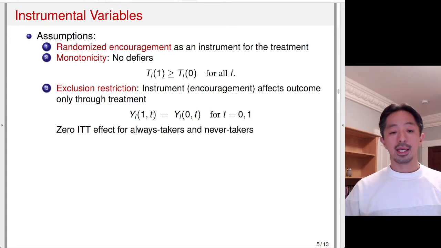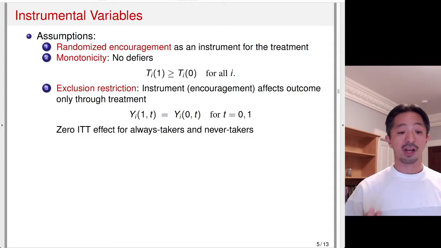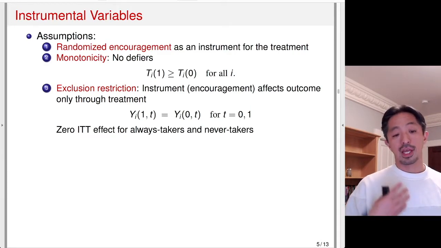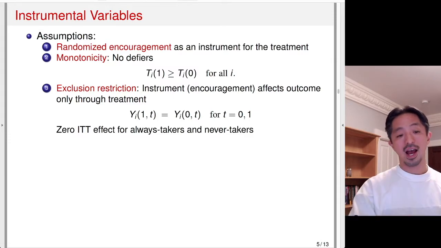So this would be problematic if encouragement doesn't change the treatment take-up, but influences the outcome in some other ways. For example, suppose the encouragement here is the encouragement to do some exercise or workout, and the treatment is whether you actually do exercise or workout, okay? So if the doctor encourages the patients to do exercise, even if the patients are, say, never takers, so they would never do exercise, because they've been told to do exercise, they may change the diet to a healthy diet. Because they might think, oh, the doctor is telling me this because I'm not healthy, so I should change my diet. Right? So if the encouragement affects other behavior, and then that other behavior influences the outcome, say, health outcome, then the exclusion restriction is violated.